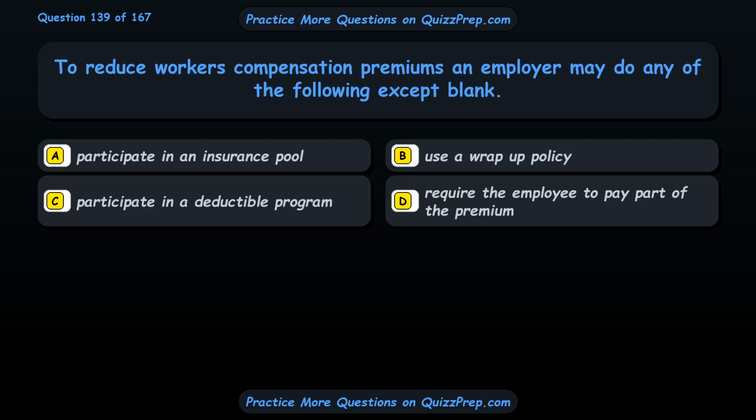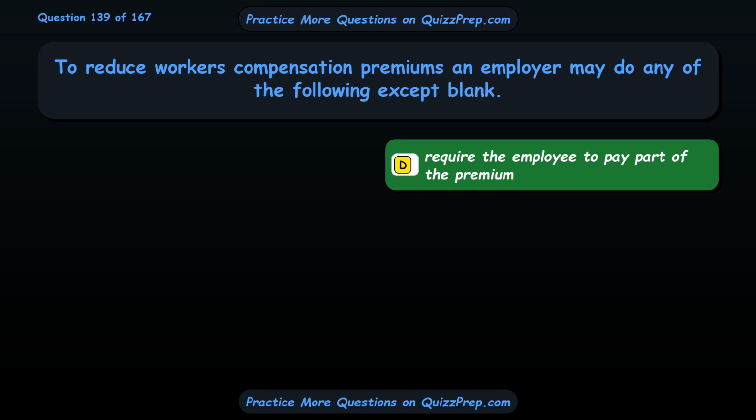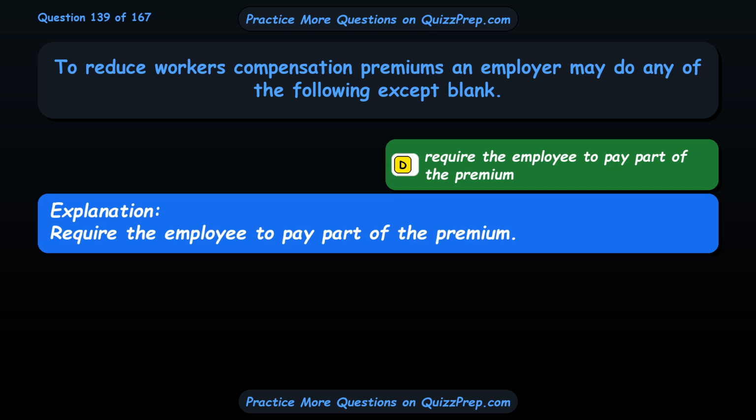Question 139. To reduce workers' compensation premiums, an employer may do any of the following except blank. Option A, participate in an insurance pool. Option B, use a wrap-up policy. Option C, participate in a deductible program. Option D, require the employee to pay part of the premium. The correct answer is option D, require the employee to pay part of the premium.